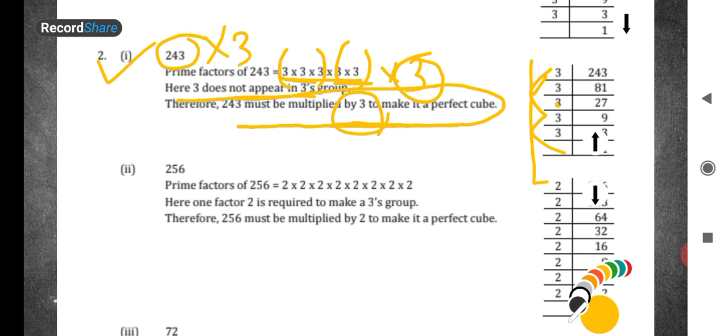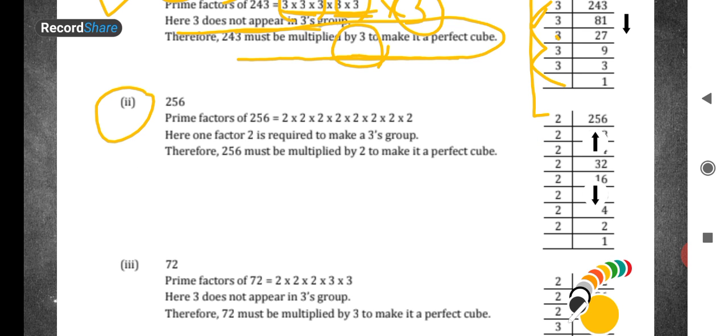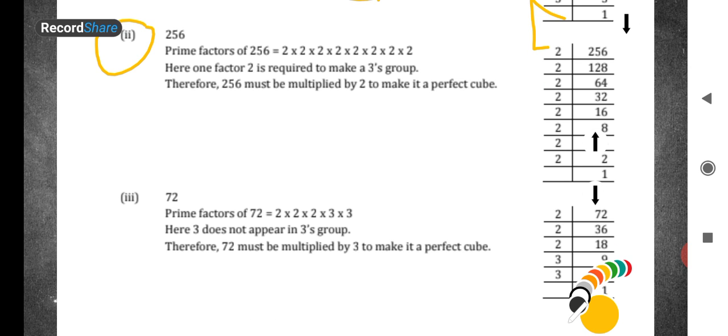Now for the next one, it is given 256. Here also it is the same. What you need to do is find the factors of 256. How will you find it? The factorization of 256: you can see it is divisible by 2, giving 128. Then again divisible by 2, giving 64, 32, 16, then 8, then 4, then 2 and 1. That means we got so many 2s. How many 2s?